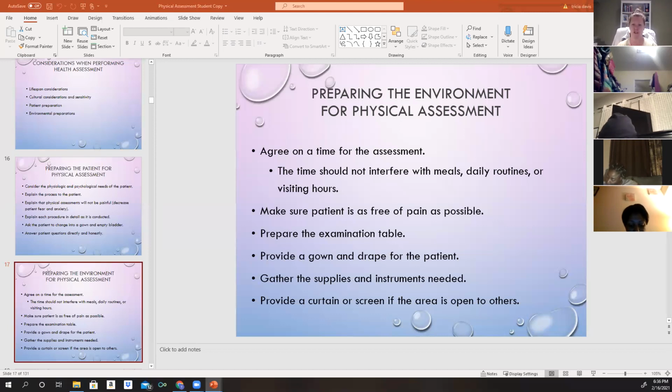Gather the supplies and instruments needed. So you know you're going to need to do a physical assessment. You should have a pen light and your stethoscope, because you're going to want to listen to all those good sounds. And then provide a curtain or a screen if the area is open to others. If they're sharing a room, you provide that privacy, pull that curtain over. If they are in their own room, you just want to shut that door, because you do have to expose certain parts of their body.